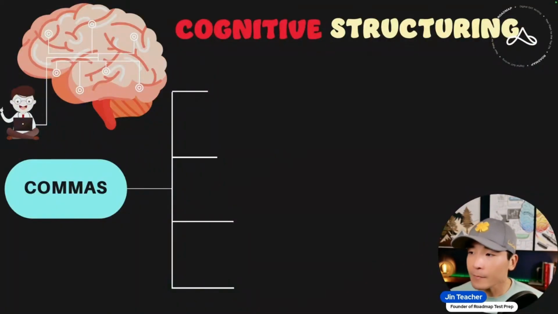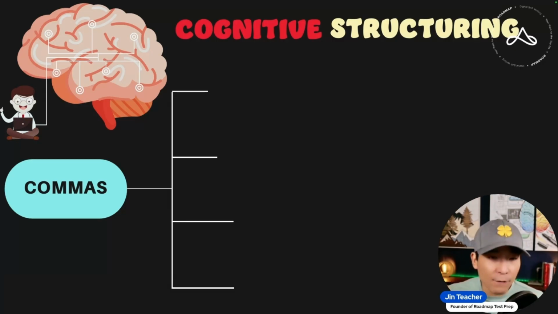Now, here's the thing, you guys. Let's jump into commas. So the very first question that I get for commas is, well, first of all, I get multiple questions, but one of the first questions that I get is, my students ask me, well, Jin Teacher, why are there so many comma rules, right? And so it's a matter of fact that the comma is the punctuation mark in the English language that has the most rules to it.